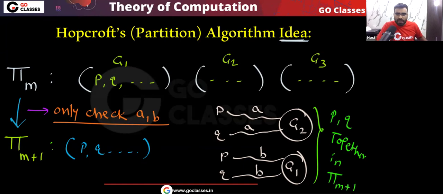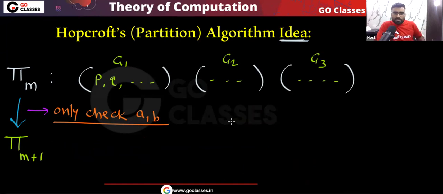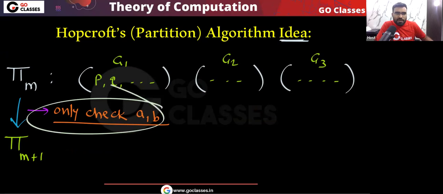Okay, this is the idea. Now let me tell you, if this happens that in this pi m, this pq are together, now we want to find pi m plus 1. So we will only check ab, I told you.